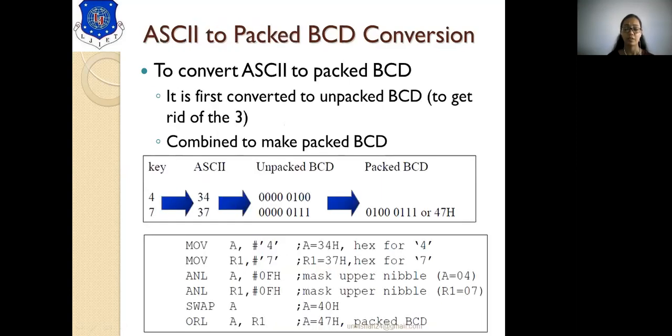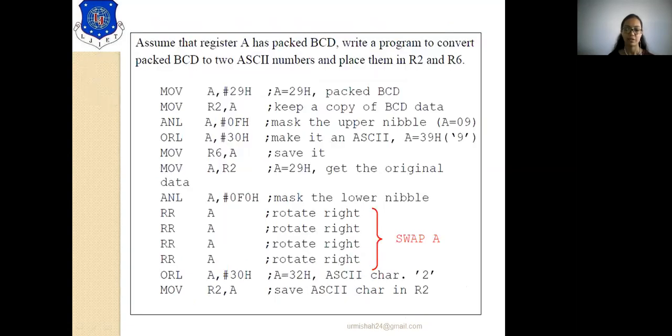Now another one is the reverse process, where you have to perform ASCII to BCD conversion. In ASCII to BCD conversion, you first take the ASCII numbers. The ASCII numbers of 4 and 7 are 34 and 37. You have to first convert them into unpacked BCD. Once converted into unpacked BCD, you have to convert it into packed BCD. Packed BCD will finally give you the answer 47. So this way you can perform ASCII to packed BCD conversion.